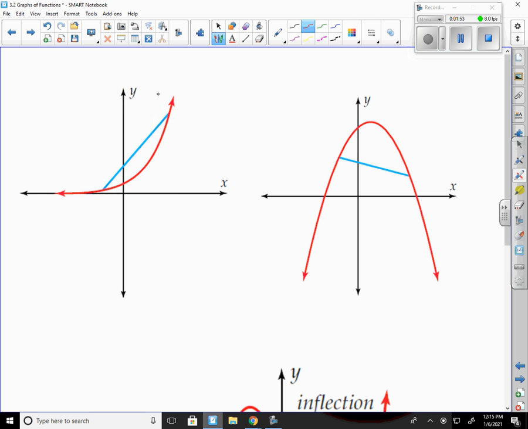You can forget all the squiggles. So that's concave up. This one, the segment that connects 2 points, is below the line, so that would be concave down.